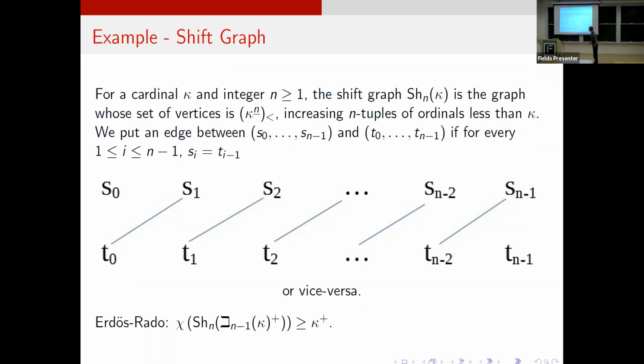Yes, so s1 is equal to t0 and s2 is equal to t1. Maybe I should have drawn two lines and then it would be clear. Yeah, exactly. It's a simple application of Erdős–Rado that if you take kappa large enough, you can get any high enough chromatic number as you want. I mean, the fact that you use Erdős–Rado is almost implicit by how it's phrased.